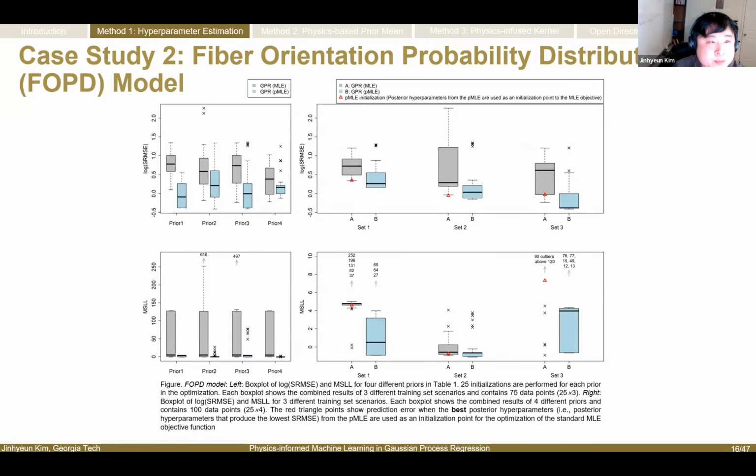On the other hand, the data-driven method does not capture this underlying nature of the system, the bell-shaped feature. This is the same box plot in this case study too. And when you look at this MSLL box plot, it is interesting to see that when we use the MLE objective function, there are 90 outliers above 120. The very high MSLL value means a poorly fitted model. By penalizing with the physics-based model, we can reduce or eliminate this region, and this region is no longer found.